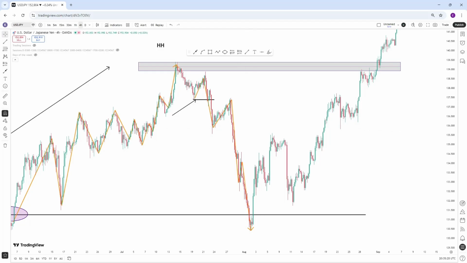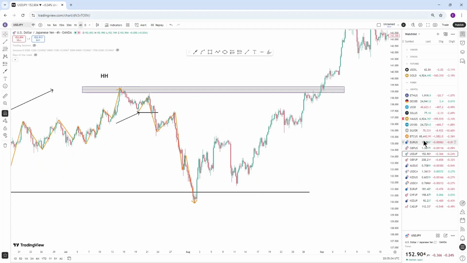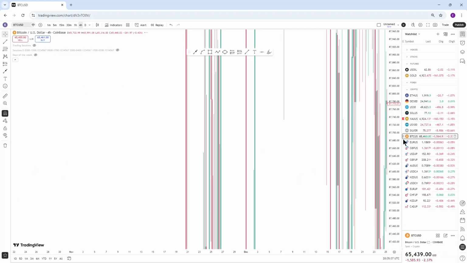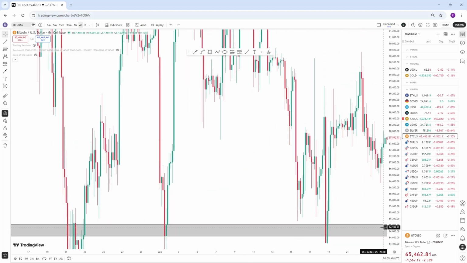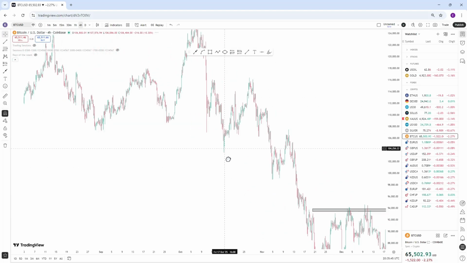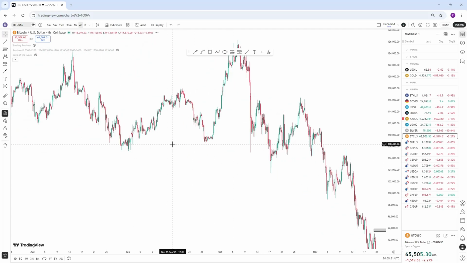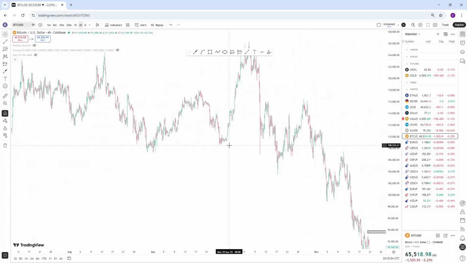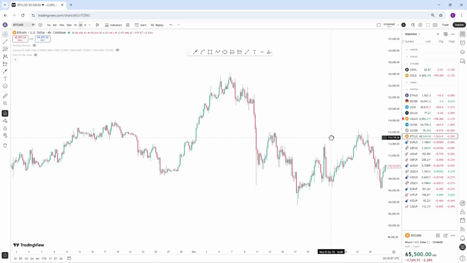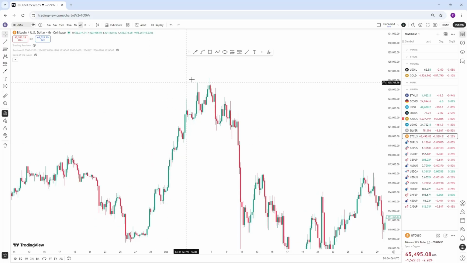So let me just show you another example. Let me show you a bearish example. Let me go on something like Bitcoin, right? Lately Bitcoin has been selling, so I want to show you something on Bitcoin. Go on the 4-hour time frame, right? Yeah, the 4-hour. So I want to show you how you can identify correction.